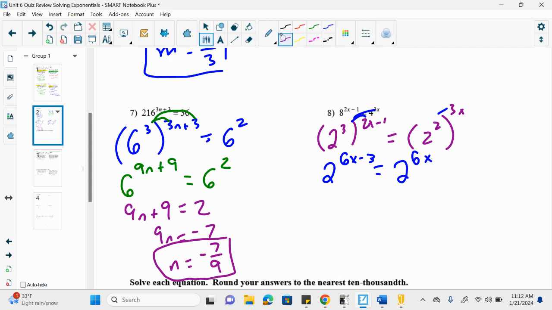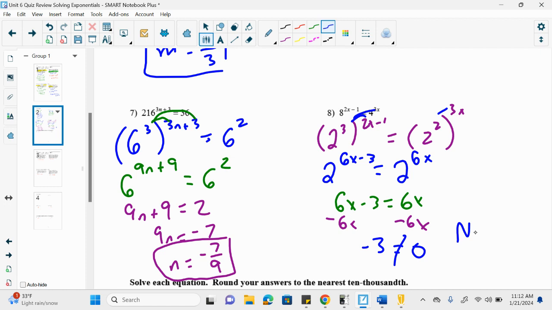Now we can set these equal to each other, the exponents. So you say 6x minus 3 equals 6x. Subtract the 6x over. So now we have negative 3 equals 0. Well, that's not true. There's no solution. There's no answer.